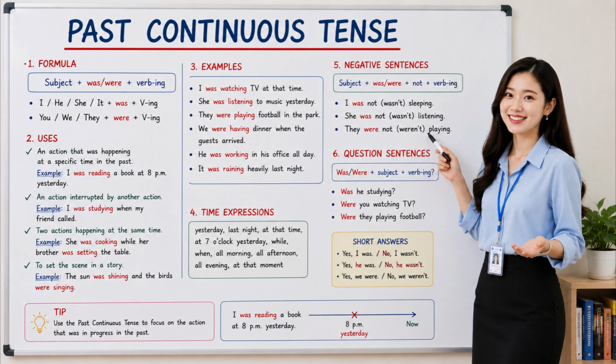Hello, everyone. Today, we are going to learn the past continuous tense, an important English tense that helps us talk about actions that were happening at a specific time in the past. This tense allows us to describe activities that were in progress, actions that were interrupted by another event, and situations where two actions were happening at the same time. Learning the past continuous tense will help you tell stories more clearly and describe past events in greater detail.